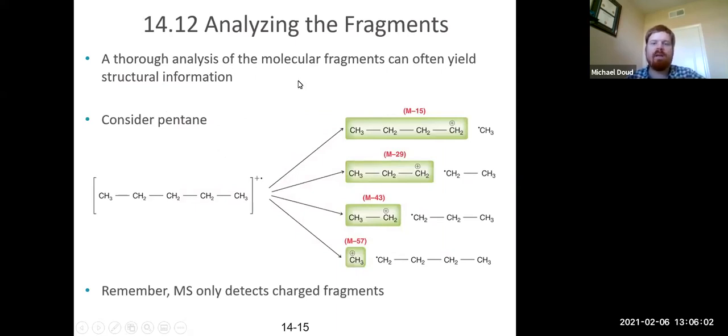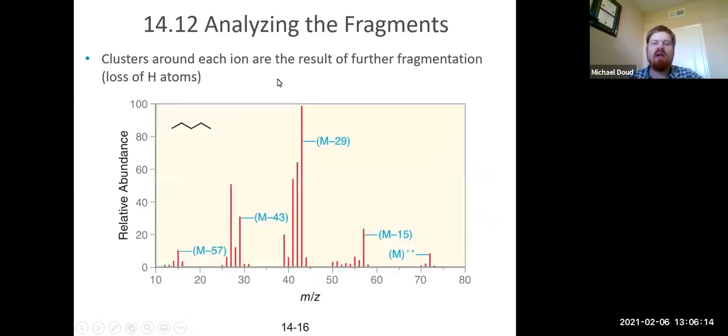Okay. Again, you can analyze the fragments as well. Pentane fragments into an M-15, M-29, M-43, and M-57 peak. All that's saying is that you can remove, let me annotate here real quick, though this is not crucial for this lab, you can cut off a methyl group, you can cut off an ethyl group, that's this one here, you can cut off a propyl group, or you can cut off the other methyl group. That's what gives rise to all these different fragments here.